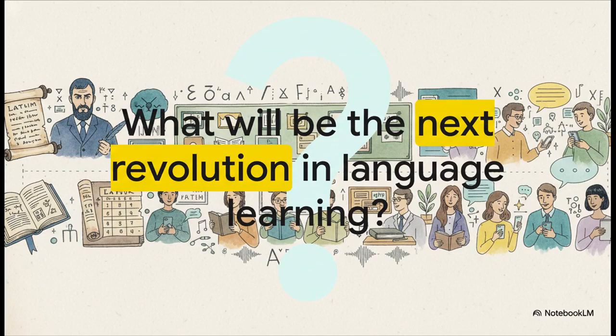So from dusty grammar rules to classrooms filled with music, the way we think about learning languages has changed so profoundly. But the evolution is far from over. Which leaves us with a final question to think about. What comes next? Is the next revolution going to be AI-powered tutors, fully immersive virtual reality worlds, or something else we can't even begin to imagine? The story, for sure, is still being written.